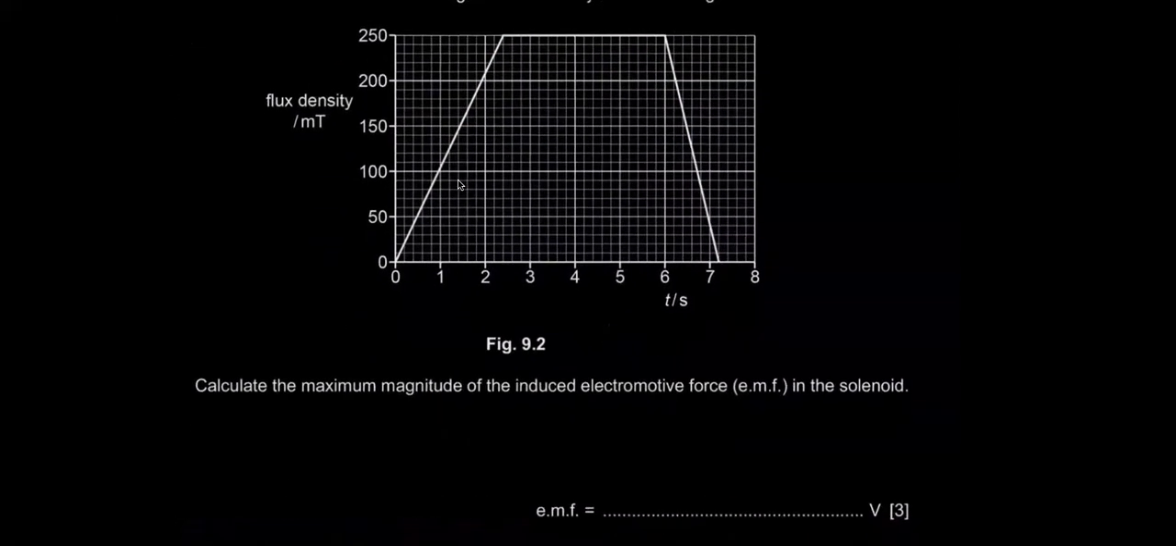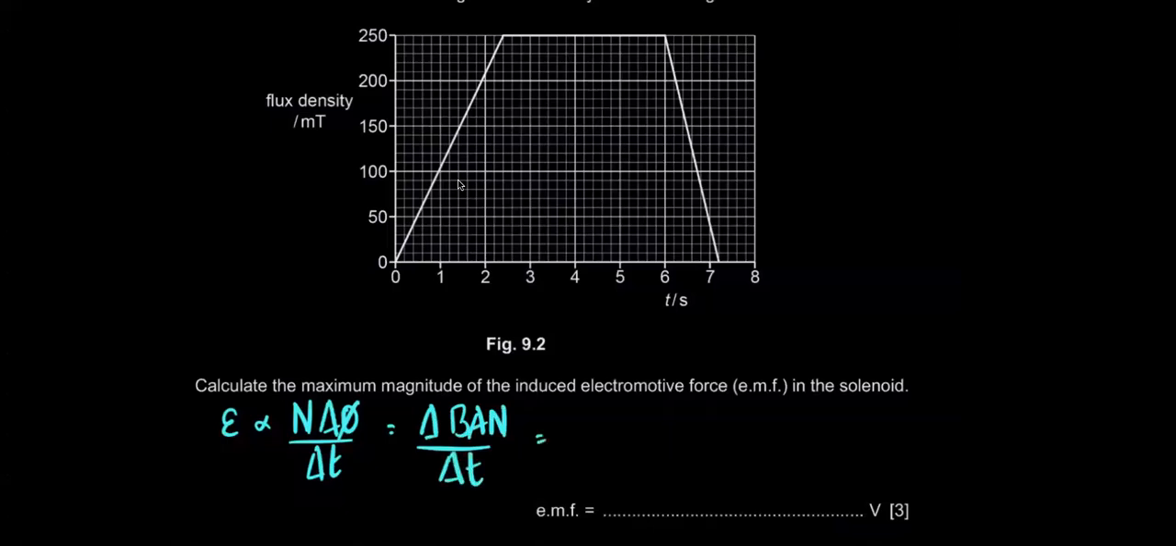So for the EMF, we know that the EMF is proportional to N delta phi upon delta t. This is Faraday's law. And if you just want to turn this into an equation, you would get rid of the proportionality sign, put an equals to here, and you would have a minus sign. So that would then also incorporate Lenz's law. So if I talk about N delta phi upon delta t, this is simply the change in BAN with respect to the change in time. So B is actually not constant. This is the flux density. Area and N are constant.